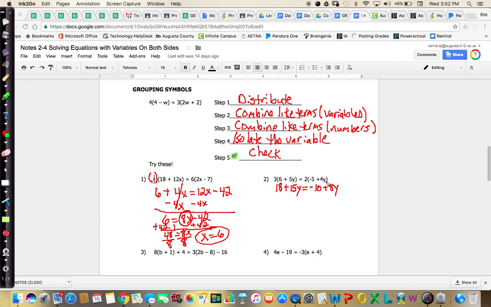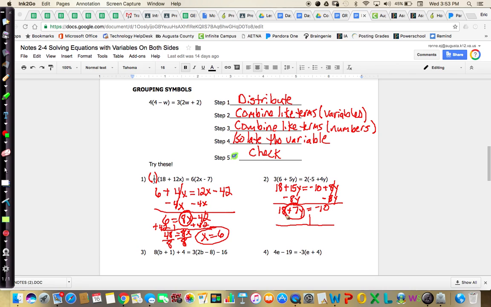Okay, now I want to stick with a positive variable, so I'm going to subtract 8y from both sides. The 8y's will cancel. Bring down my 18. And 15y minus 8y is positive 7, so I'm going to write plus 7y equals negative 10. Now, circle your variable and draw your t.